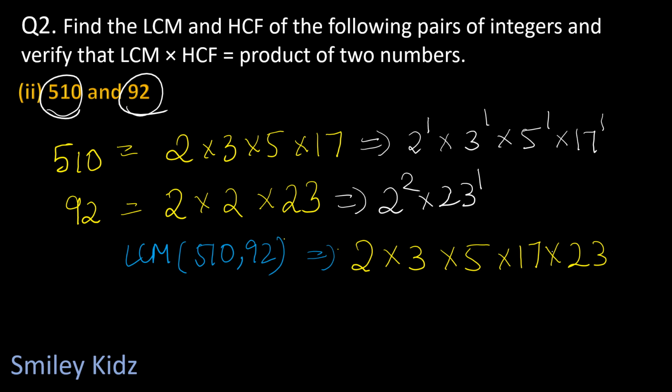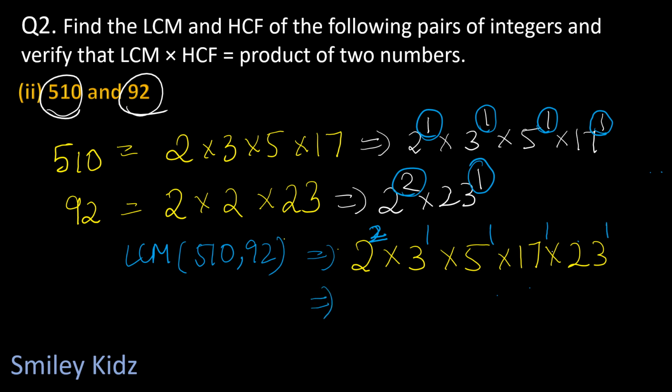Alright. Now, we have 2 whose highest power is 2, isn't it? 1 is greater or 2 is greater? 2 is obviously greater than 1, isn't it? So it is 2 square times, and we have 3 to the power of 1, 5 to the power of 1 and 17 to the power of 1 as the highest powers in fact. So they'll be obviously the same, and 23 also has the highest power as 1.